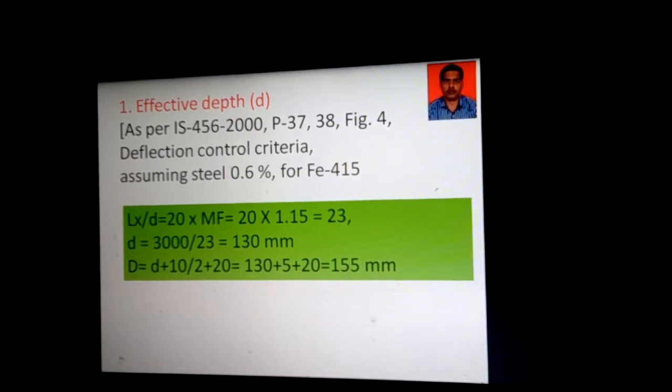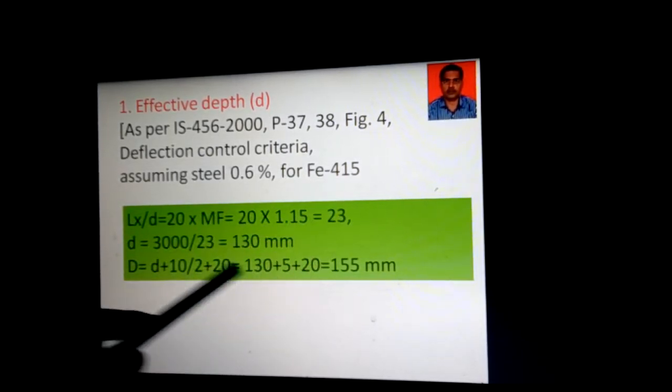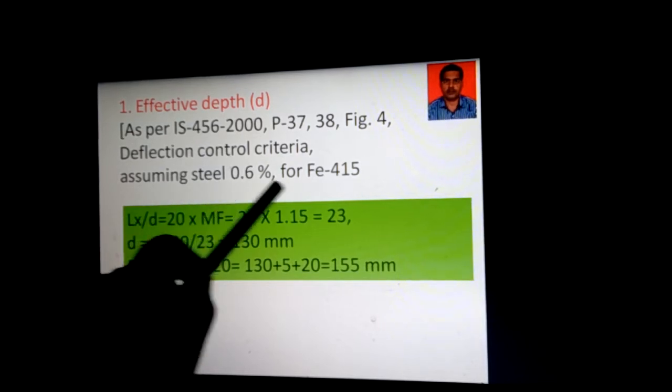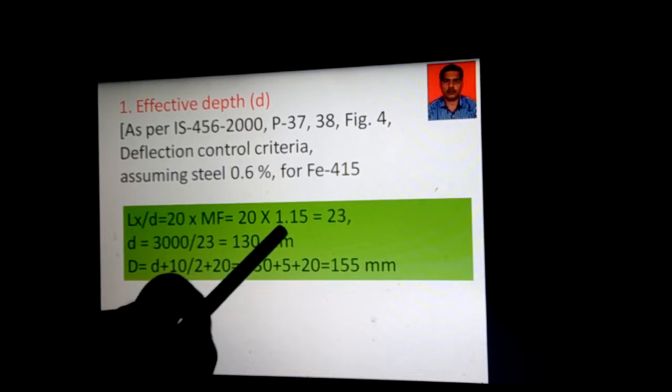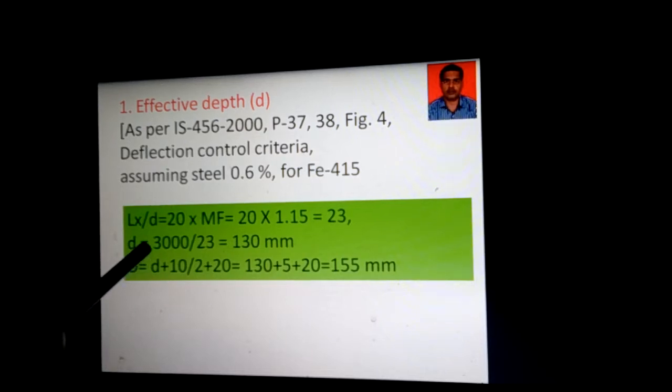The first design step is to calculate effective depth as per IS 456-2000, again page number 37, 38 and figure 4. This is the deflection control criteria to find out the small d. Here, as we don't know any steel area before the design, we assume a design steel percentage, that is 0.6%, and for Fe415 steel grade, the L by d ratio as per IS code for simply supported beam type is 20 into modification factor. So for this assumed 0.6% steel, we get modification factor 1.15 from figure 4, so 20 into 1.15 comes 23.